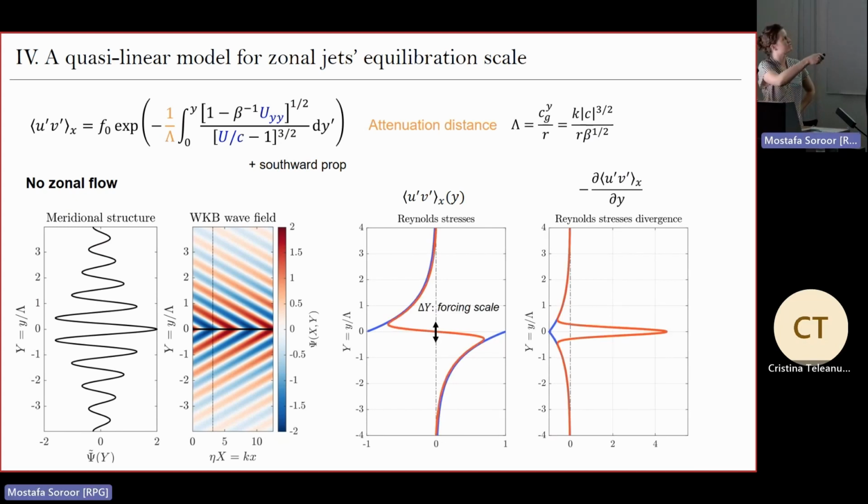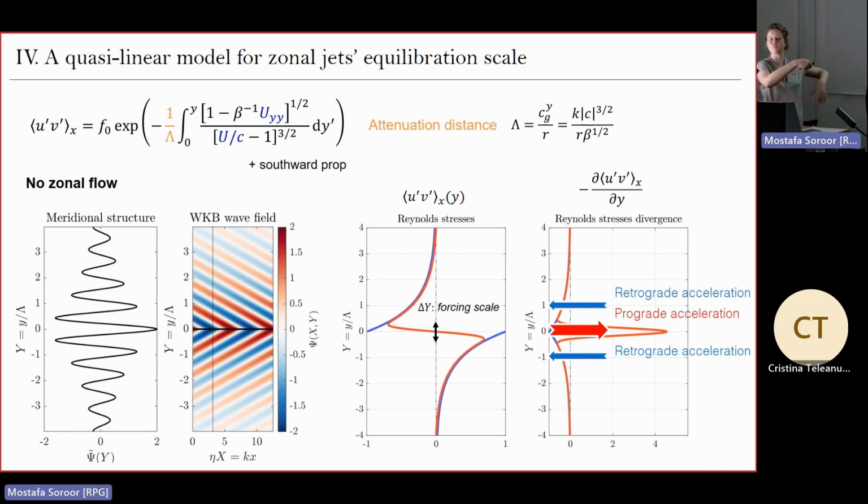I'm regularizing this jump over some typical distance delta y, which you can think of as the forcing region. And if you compute the corresponding Reynolds stresses divergence, so the opposite of the y derivative, you get this curve, meaning that you have a prograde positive Reynolds stresses divergence where the waves are emitted, and retrograde acceleration where the waves are damped. And this is exactly, if you remember, what I mentioned at the beginning for the first model. You accelerate prograde jets where the waves are emitted.